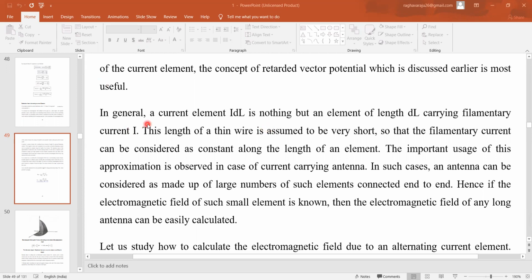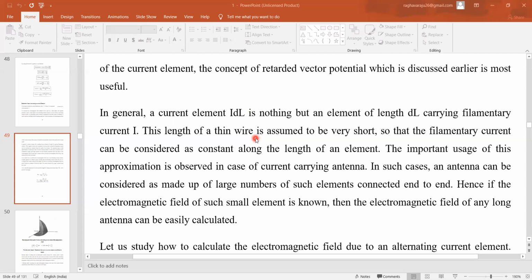So in general, when we are talking about these electromagnetic fields, the current element which is being represented here, ideal, is nothing but an element of length dl carrying the current. This length of thin wire is assumed to be very short. Why? Because we are talking about thin wire. As we are talking about thin wire, how to establish the radial retarded vector potential.